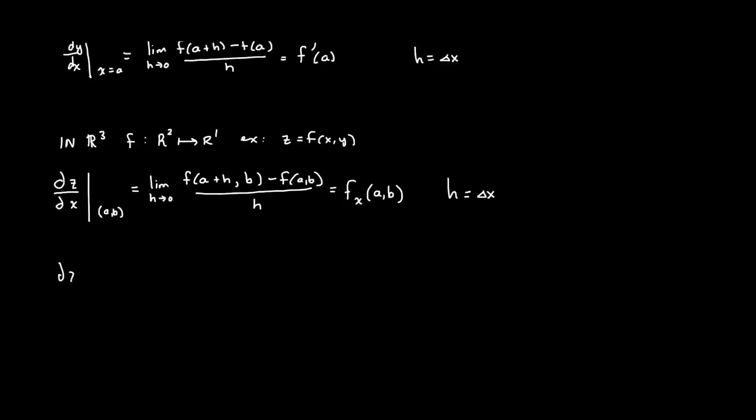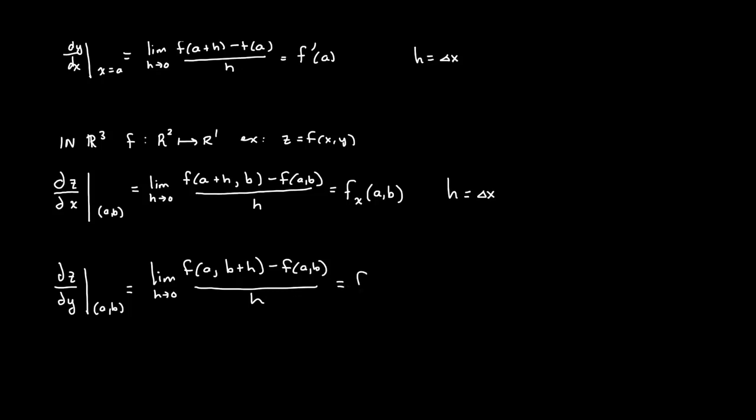In a similar manner, par z, par y, the partial derivative of z with respect to y at the point (a, b), is the limit as h approaches 0 of f of a, and then b will change incrementally, minus the initial point, f of a, b, all over h. For notation here, this is the partial derivative of f with respect to y at the point (a, b), and in this particular case, h is delta y.